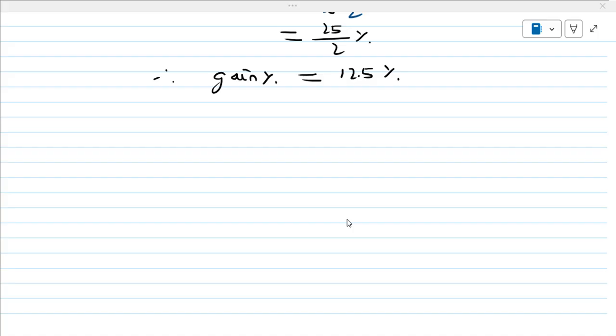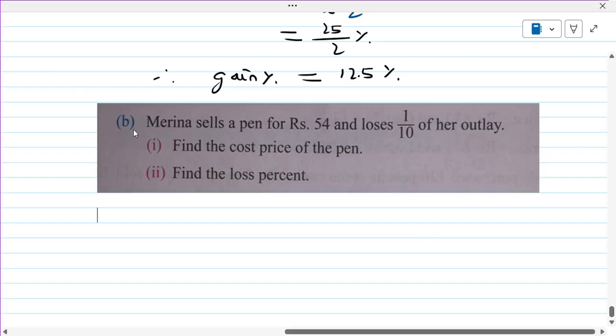So that is part A, and I go to part B. Okay, so what's here in part B? Let's see.